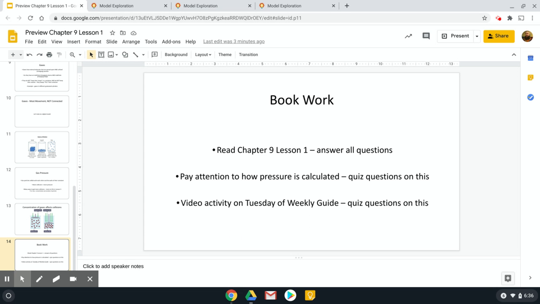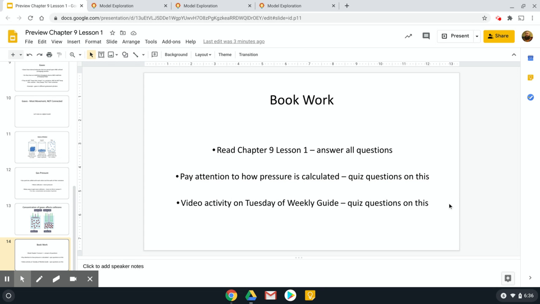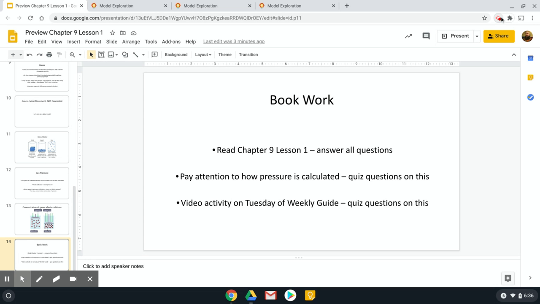That's it. So you're going to read chapter 9, lesson 1, and answer all the questions. Now, in the book, please pay special attention to how pressure is calculated. There will be quiz questions on this. Then outside of this, on the weekly guide is an activity about the different types of solids, and there will be quiz questions on that. So there are two heads-up on things you're really going to want to pay attention to this week. That's it, and have a good week.